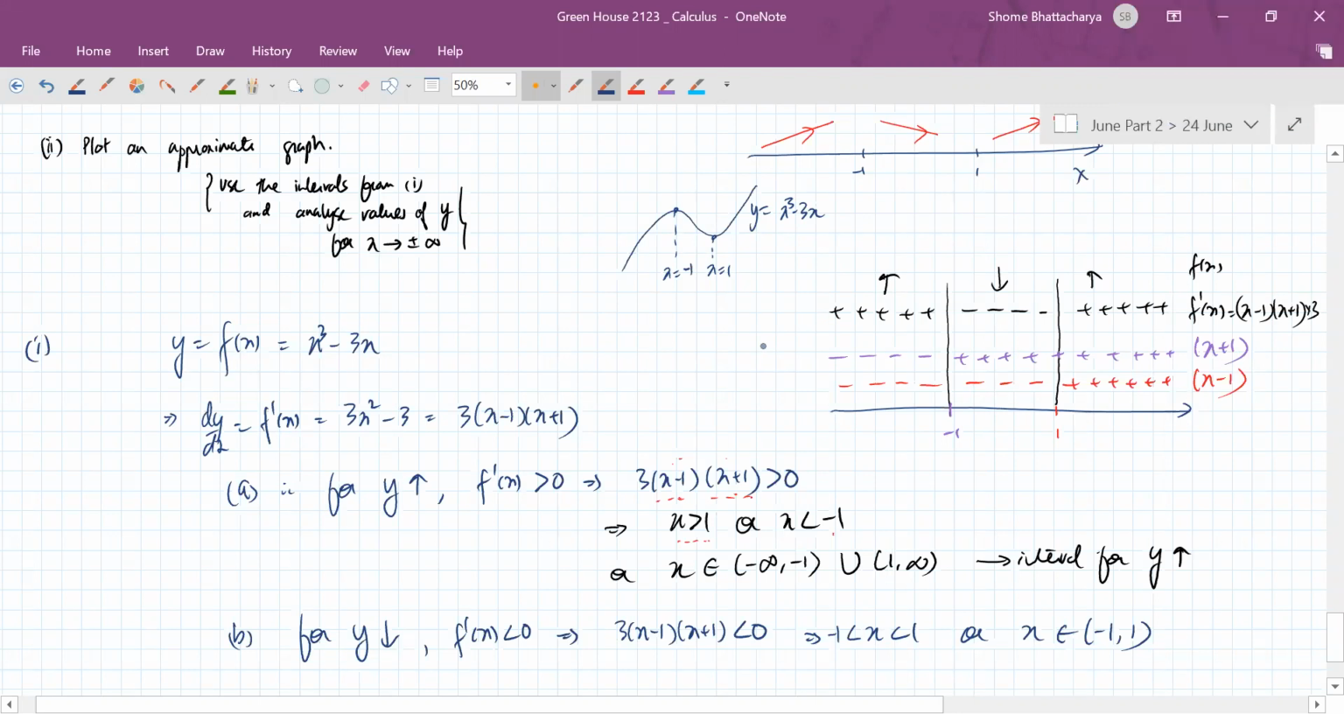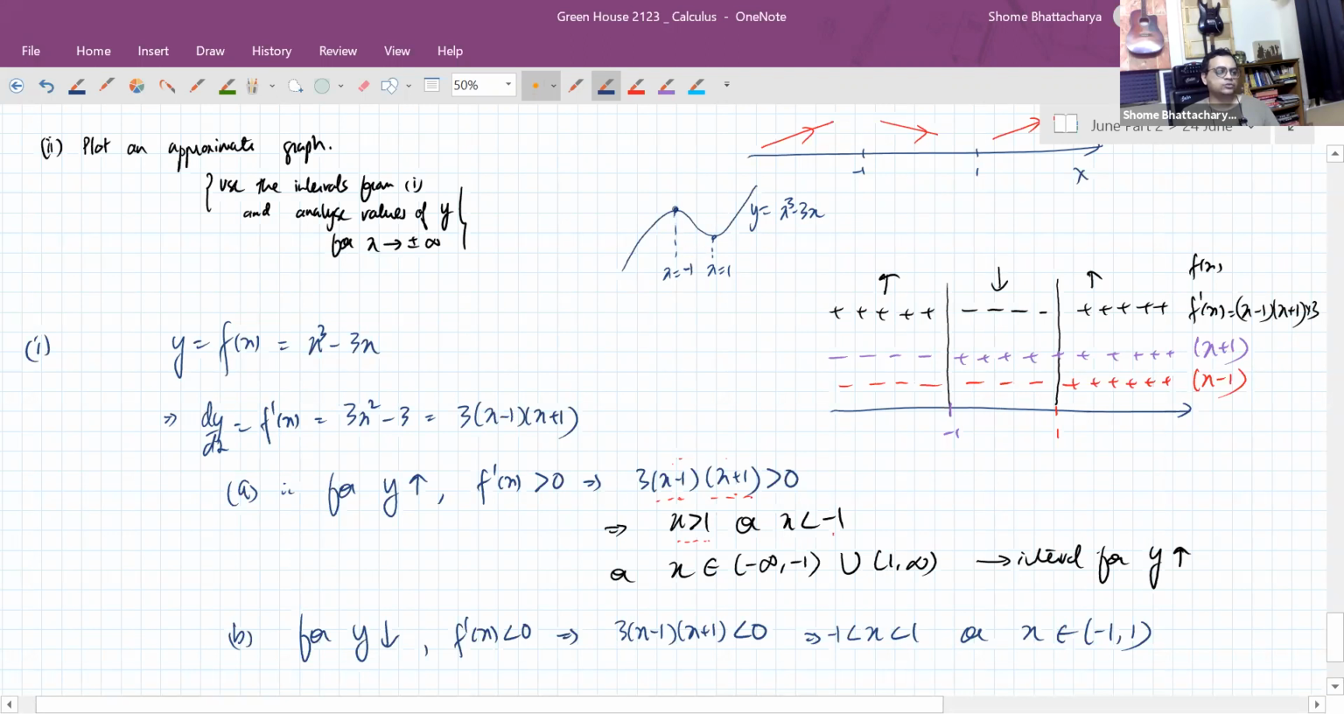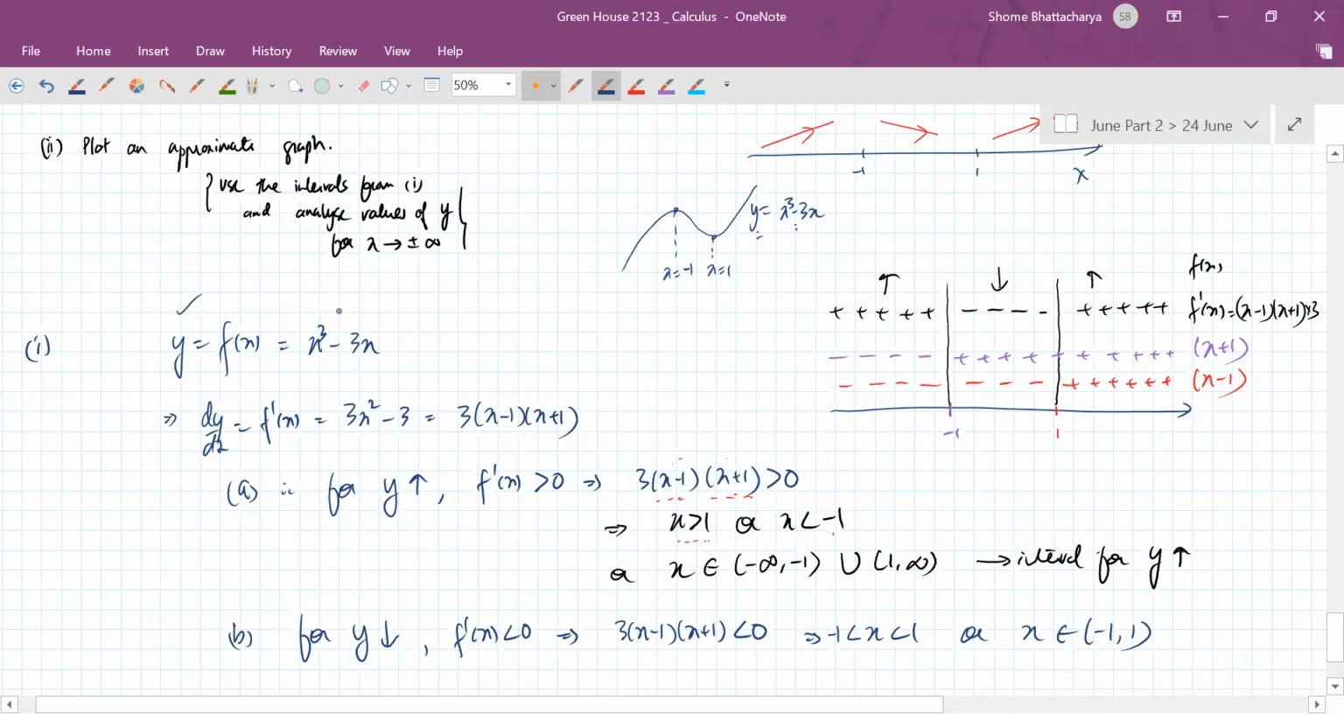So -1, we will be putting it in the x cube minus 3x, and derivative we use only for finding the interval. Graph pe to, if you want to plot the point, you have to find the y coordinate of the point, because this is the graph of y versus x. So what is the relationship of y versus x? This is the relation.